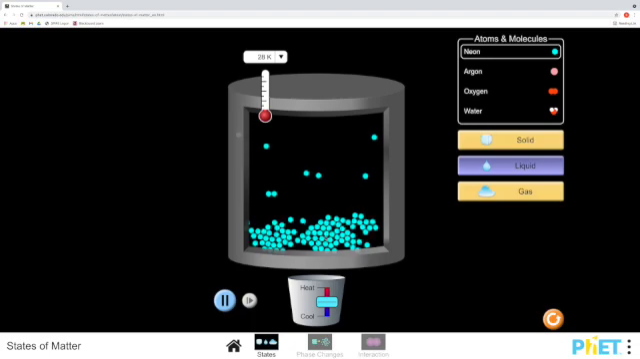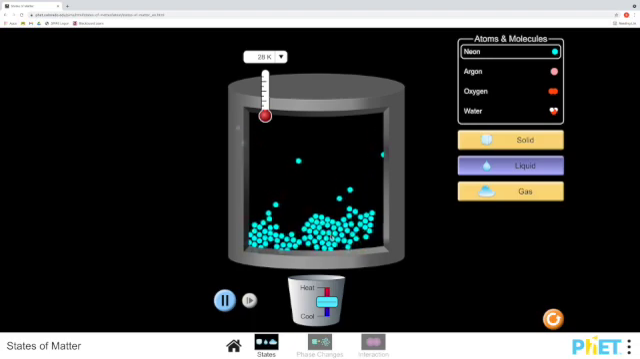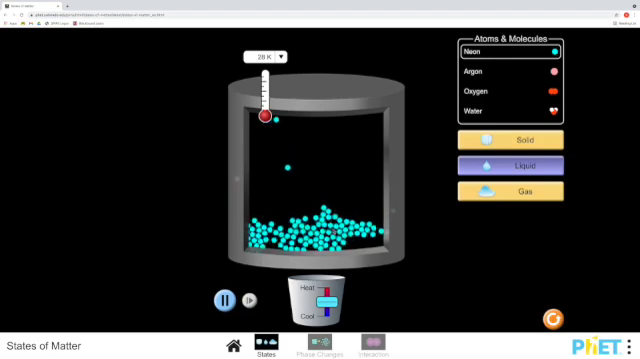Now, keep your eye on just one particle, and you'll notice that it's not just stuck in the same spot. It can move more. It's still staying really close to its other atom friends, but it's not just stuck in one rigid shape. That's also a definite part of being a liquid.